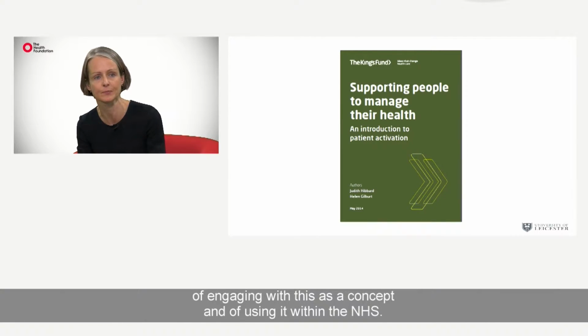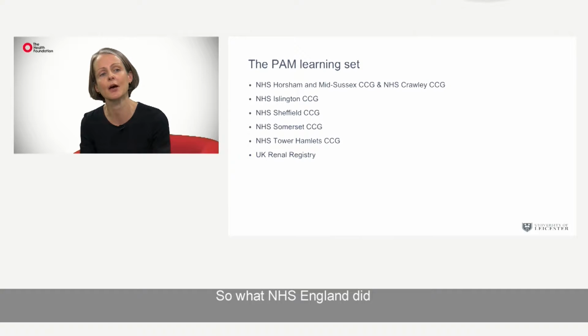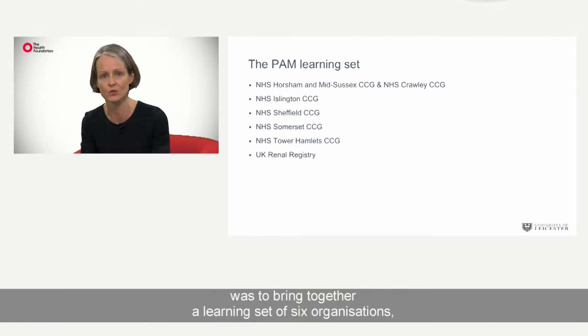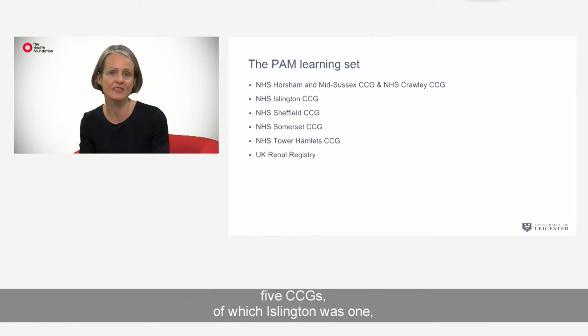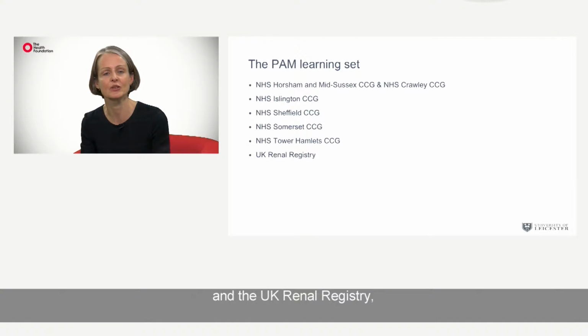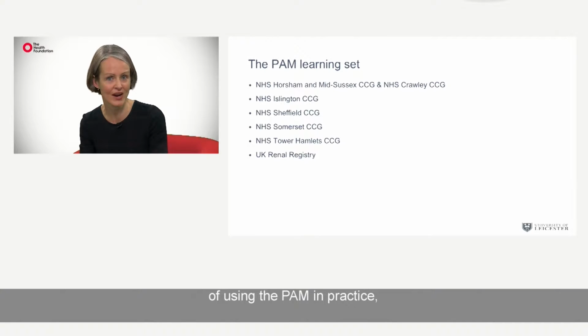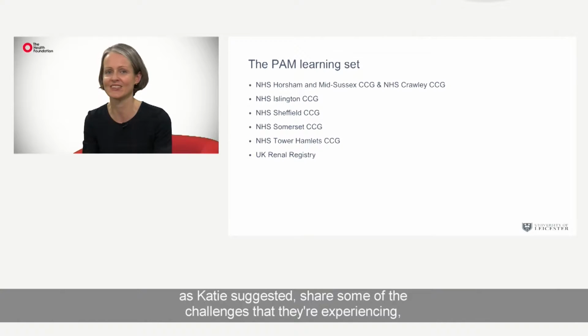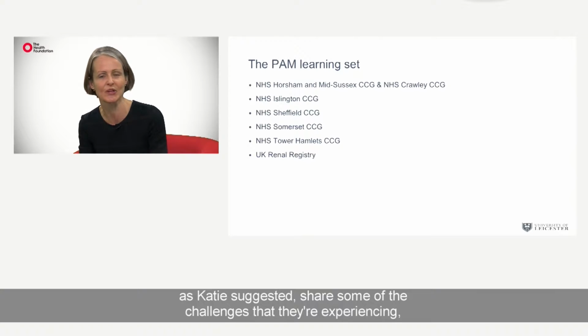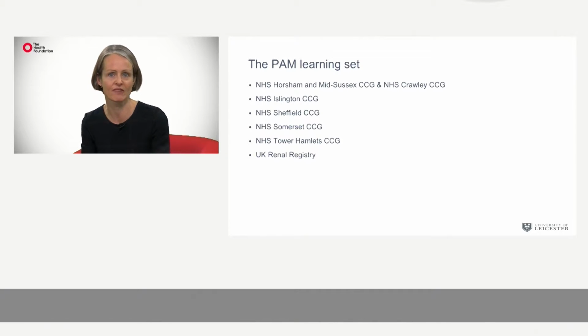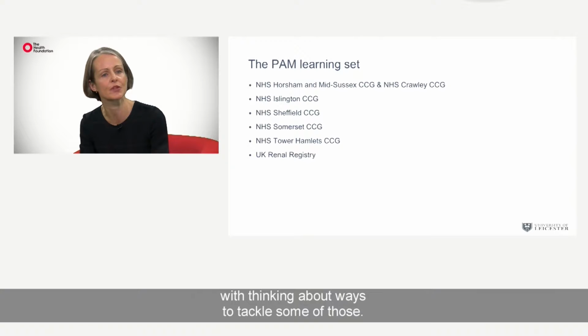within the NHS. So what NHS England did was to bring together a learning set of 6 organisations, 5 CCGs, of which Islington was one, and the UK Renal Registry, and gave them support, gave them licences, and brought them together periodically as a learning set so that they could share their experiences of using the PAM in practice, as Katie suggested, share some of the challenges that they're experiencing, and see if they could help each other out with thinking about ways to tackle some of those.